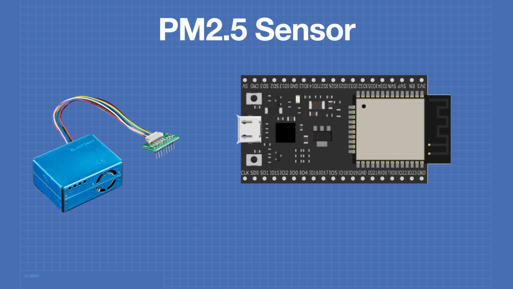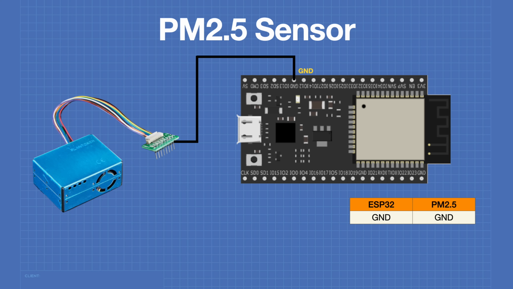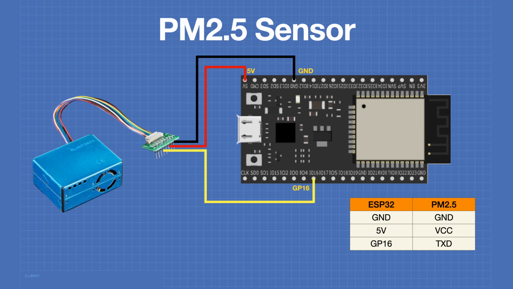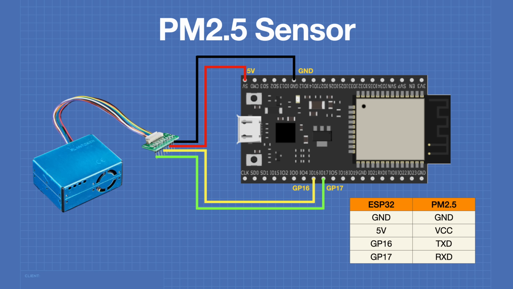I'm going to be using the sensor with an ESP32, and the hookup is pretty simple. The ground of the sensor will be connected to the ESP32's ground. The sensor's VCC will be connected to the 5-volt output on the ESP32. The TXD, or transmit data, will be connected to pin GPIO16 on the ESP32. The RXD, or receive data, will be connected to pin GPIO17. If you wish, you can use 2 different pins. You'll just need to modify the sketch accordingly.